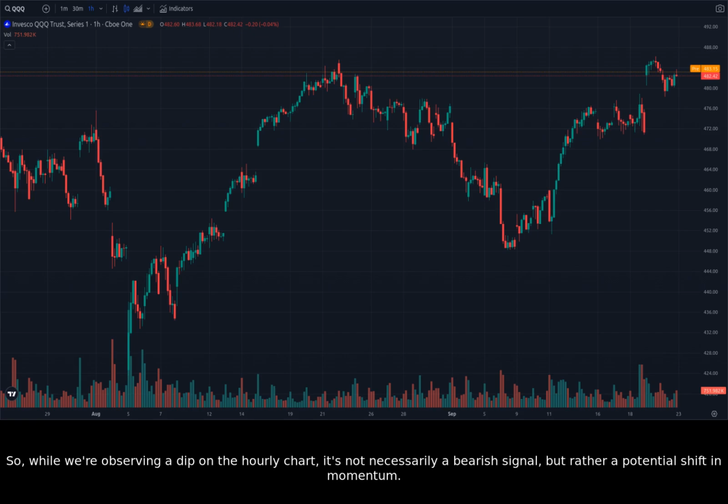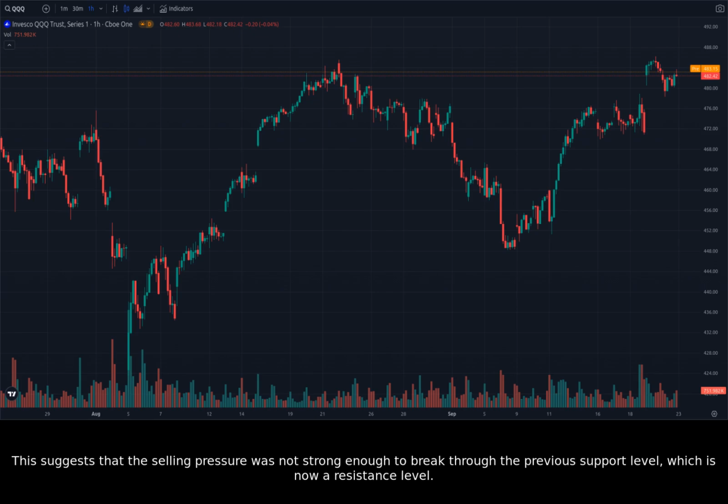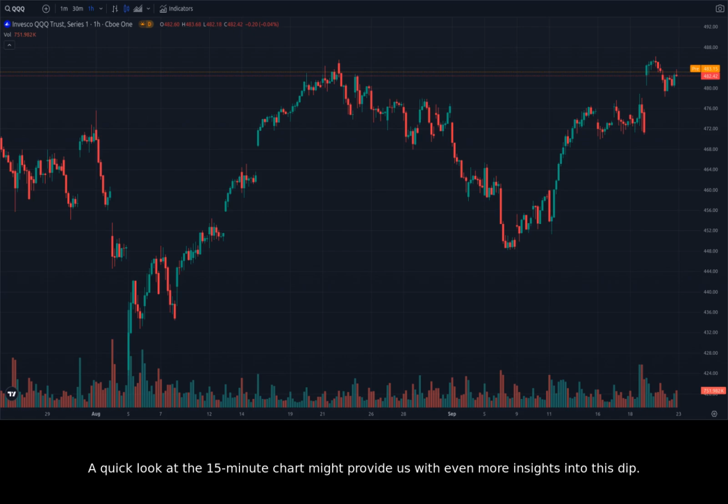shift in momentum. Let's take a closer look at the last 24 hours on the 1-hour chart to analyze the recent dip more thoroughly. We can see that QQQ experienced a sharp decline from around 475 to 455, but the price has since bounced back. This suggests that the selling pressure was not strong enough to break through the previous support level, which is now a resistance level. A quick look at the 15-minute chart might provide us with even more insights into this dip.